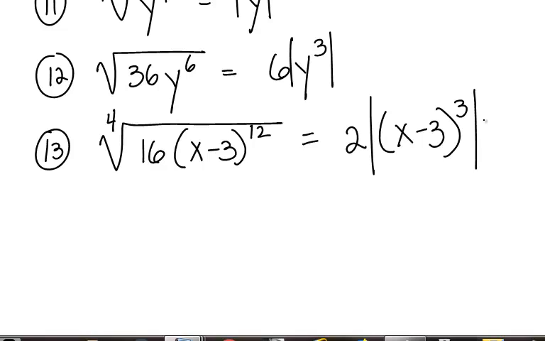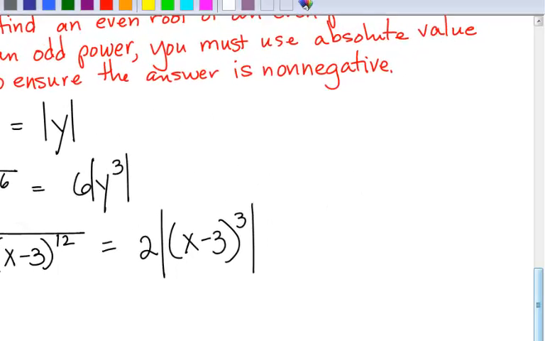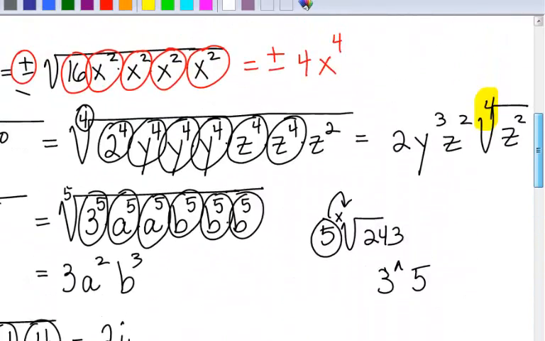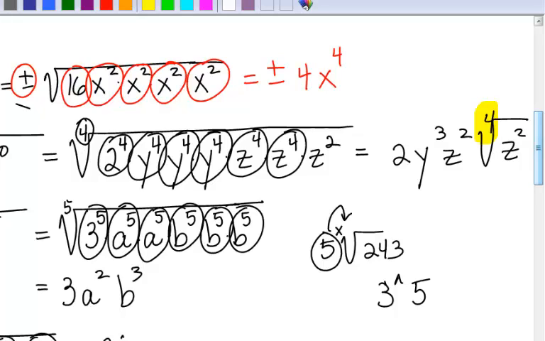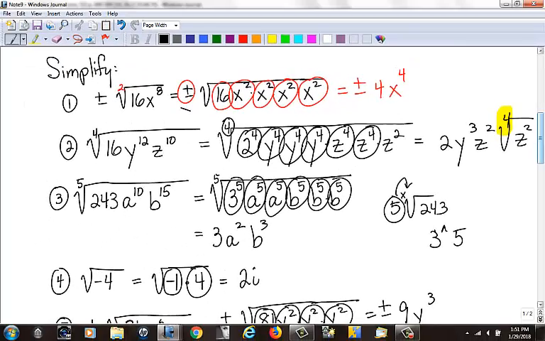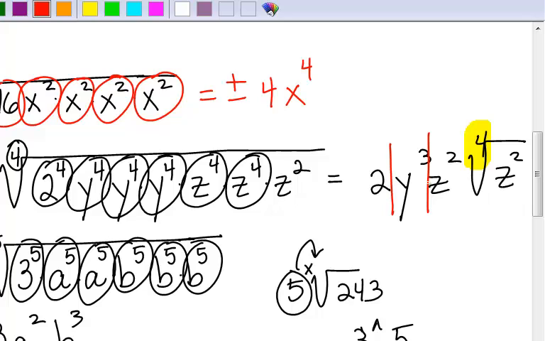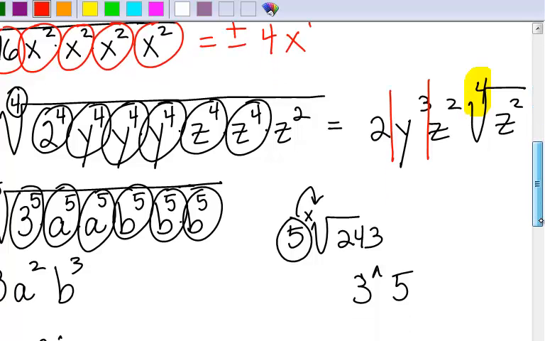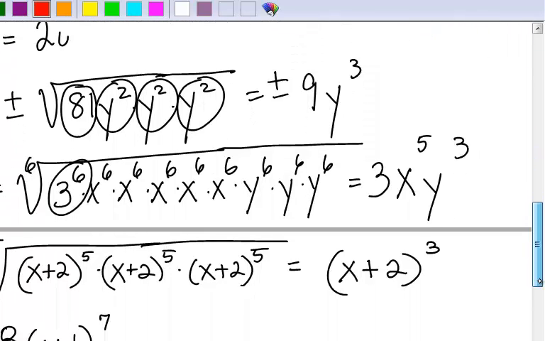Okay, now, go back up to the problems we just worked. And we've got to figure out where the absolute values go. Okay, number 1 was even, and an even answer. No. Okay, number 2, even. Which one's odd answer? Y to the 3rd. Okay, go back in your answer. Put an absolute value around that y to the 3rd. Okay, number 3 is an odd root. That didn't work. It's an even root and an even power. So look at number 5.